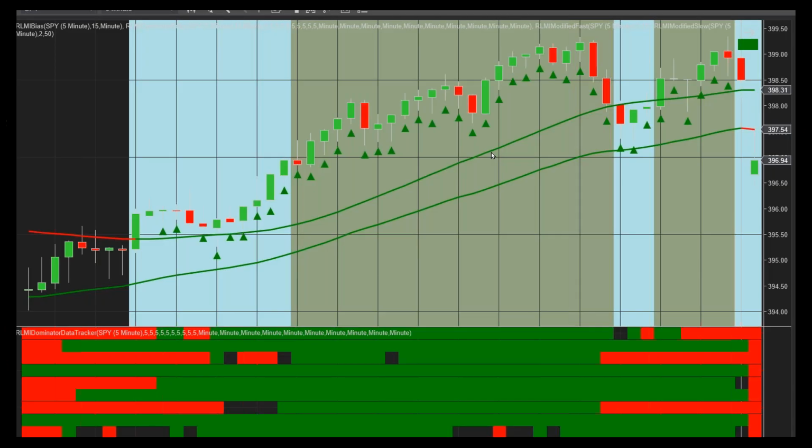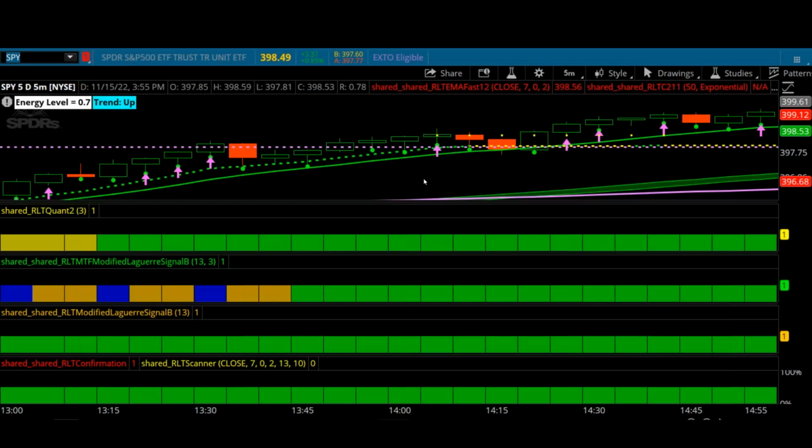So again, that was the compass system. As you can see, this was the pullback we talked about, and then it moved back up to the end of the day. But you can really stay in it as long as the buy signal's in there, especially on a trending day. And again, there is the SPY for that.